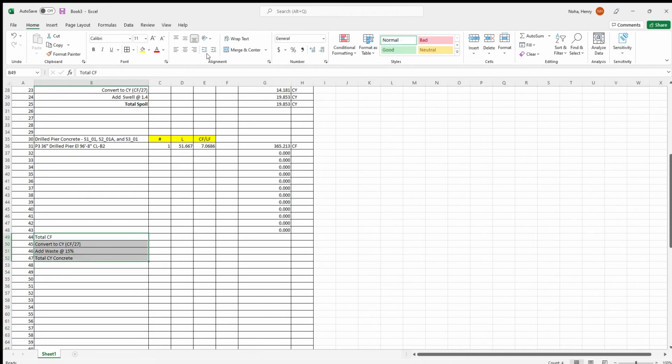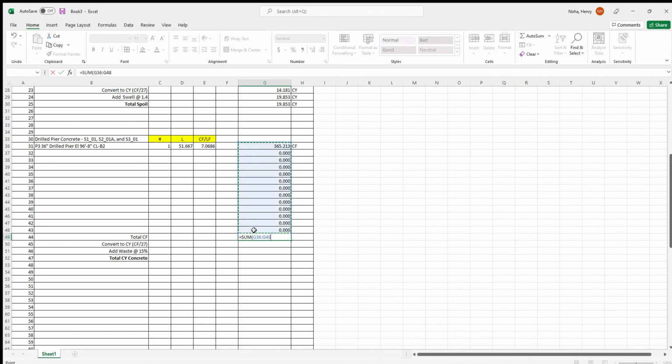Again, these we will move over. This is bolded. And then our total cubic feet equals sum of these cells above, enter, and then this is in cubic feet, convert to cubic yards, we just took the previous, divide by 27, cubic yards, then add waste, this equals this, and then since we have 15% of waste, we do 1.15, which is basically 115% of the original value, also in cubic yards, and then our total cubic yards of concrete is this that we need. We need to adjust these just so we have the right amount of decimal places.